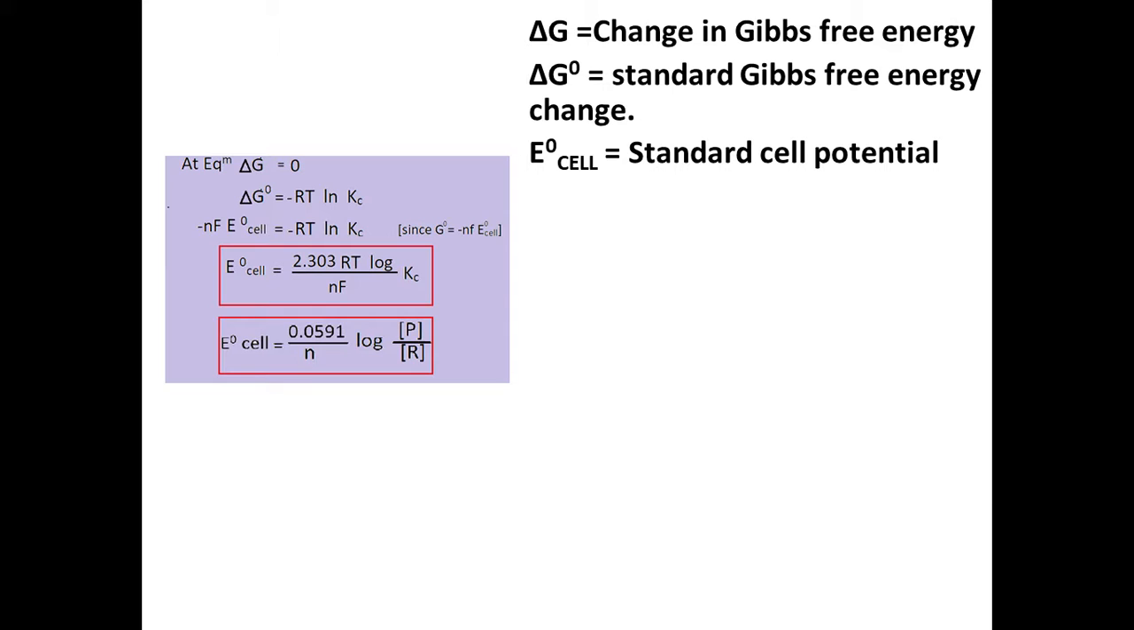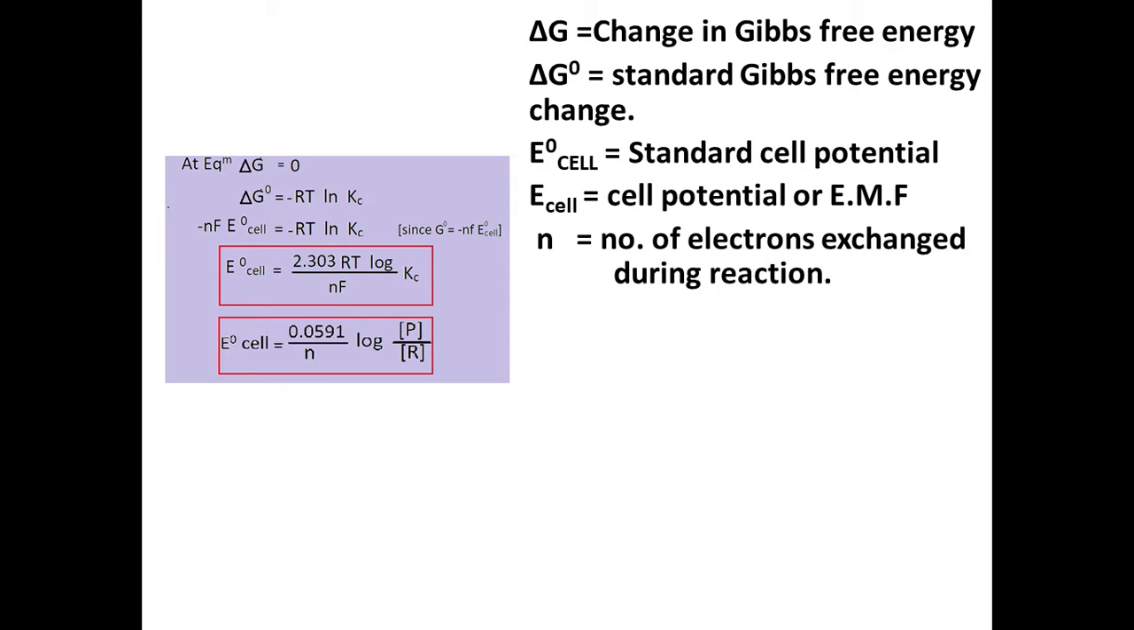What does this standard sign mean? This naught value represents that this electrode cell potential is measured at temperature 298 Kelvin and the pressure must be 1 atm. Okay. What about this E cell? E cell is called cell potential or EMF, electromotive force.